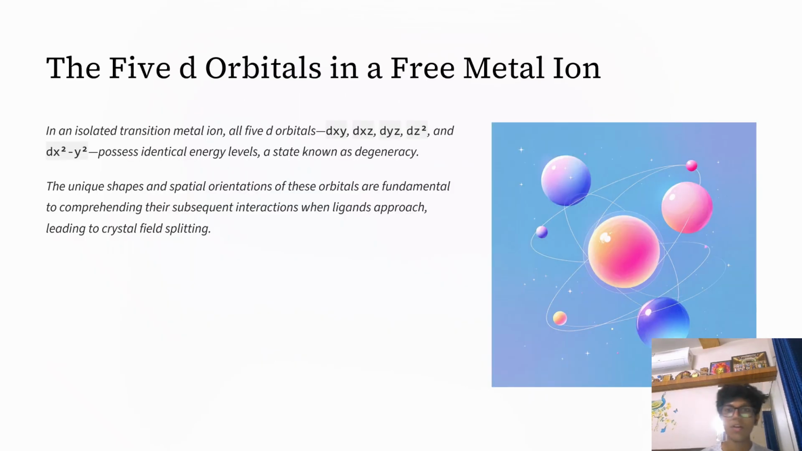The 5 d orbitals in a free metal ion, dxy, dyz, dxz, dz square, dx square minus y square, possess identical energy levels, a state known as degeneracy.